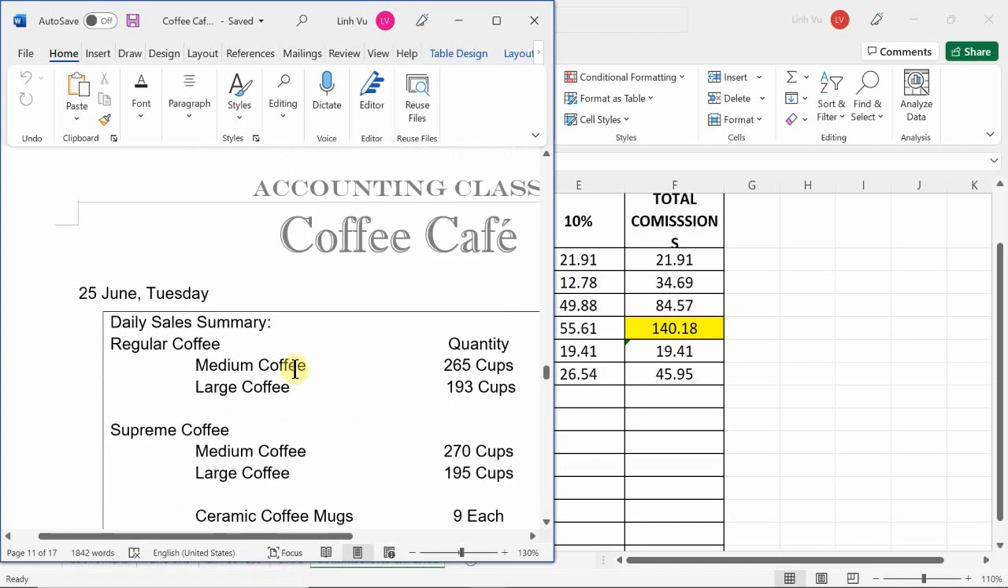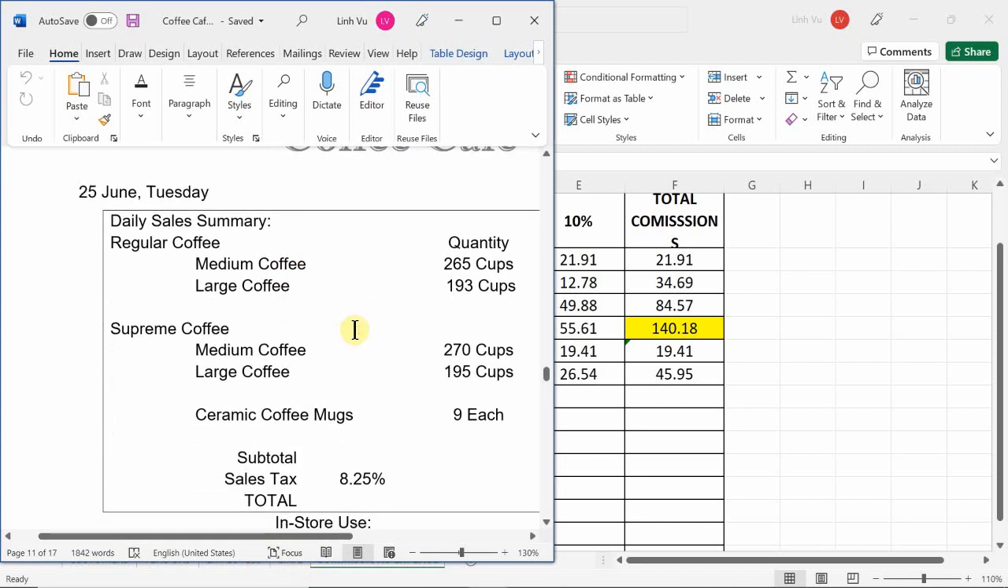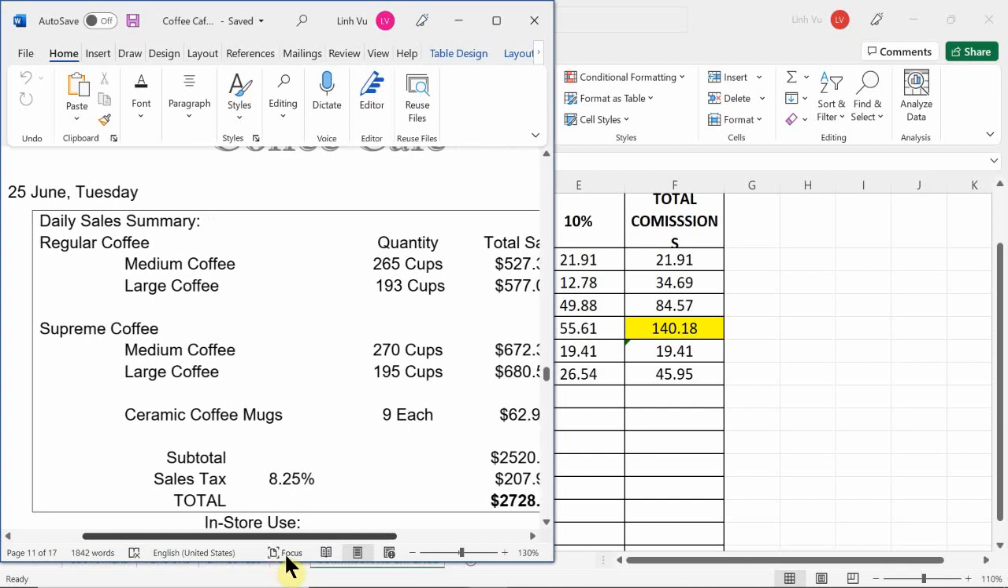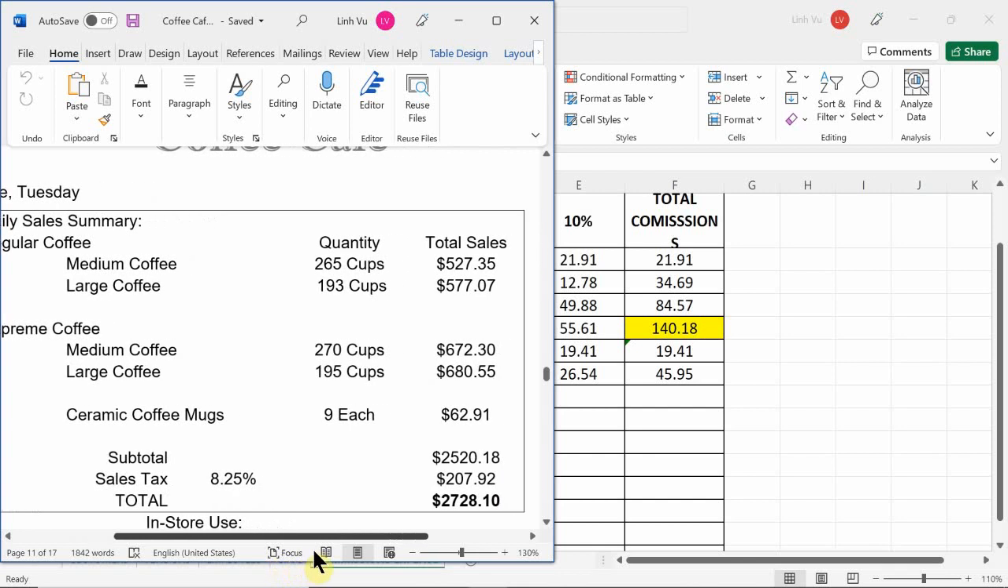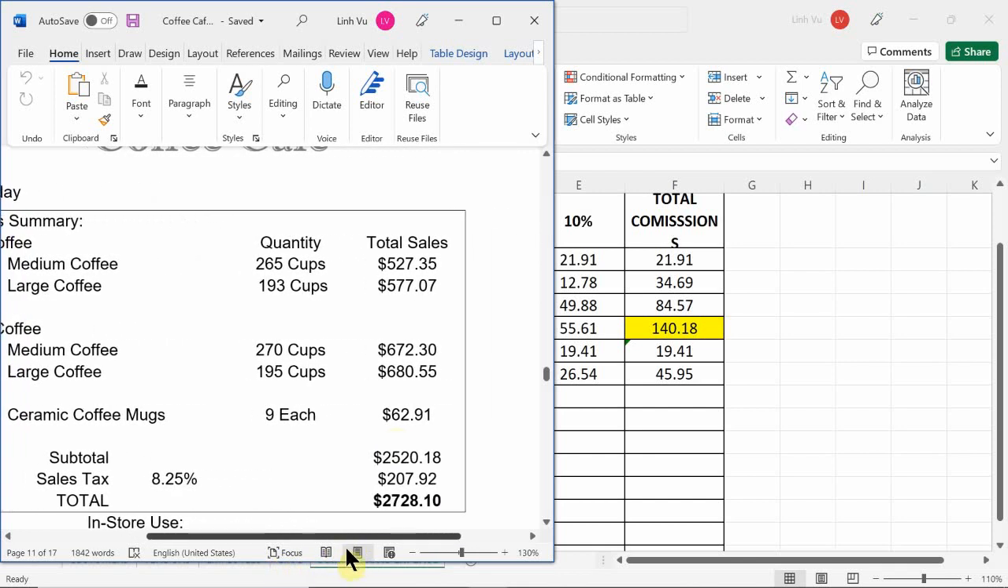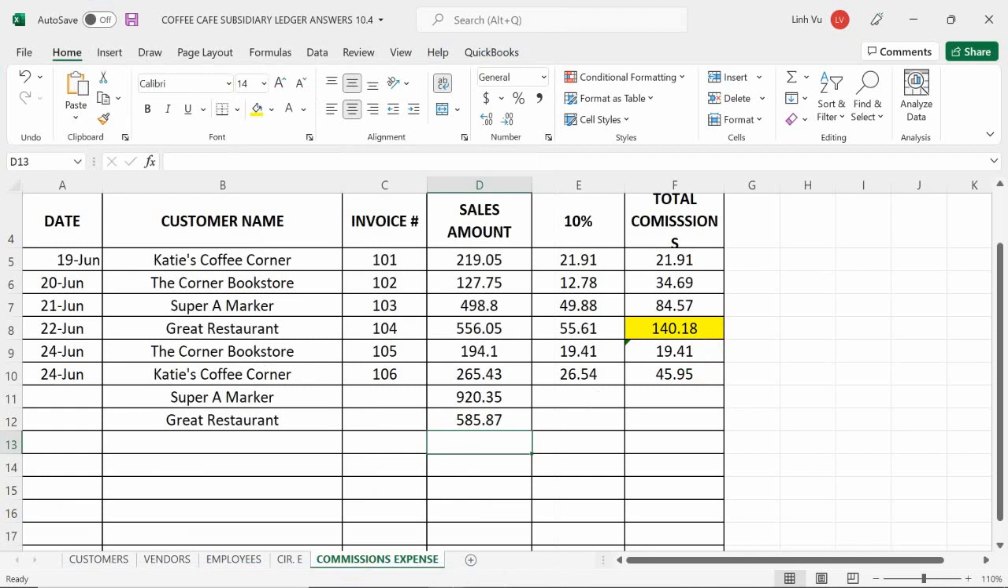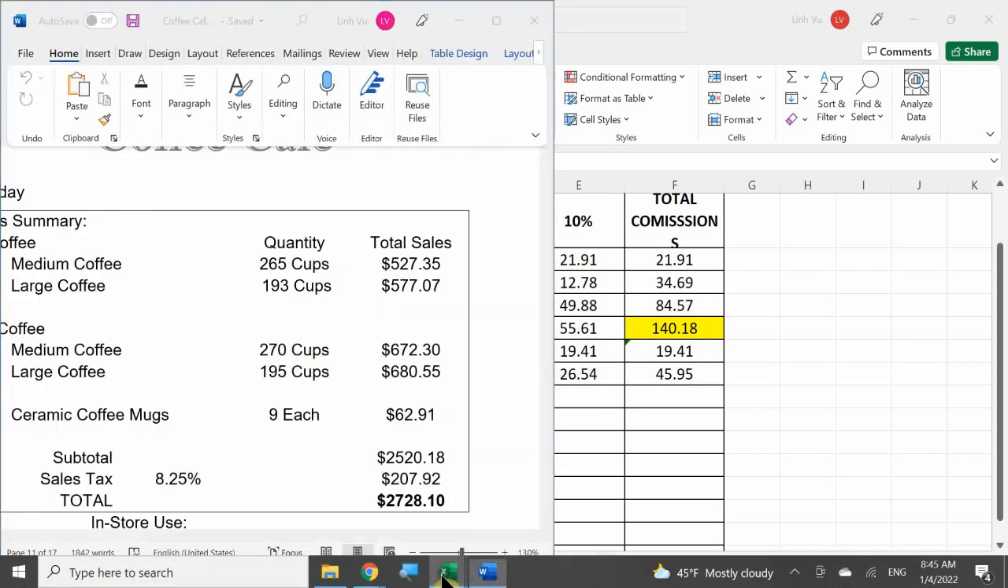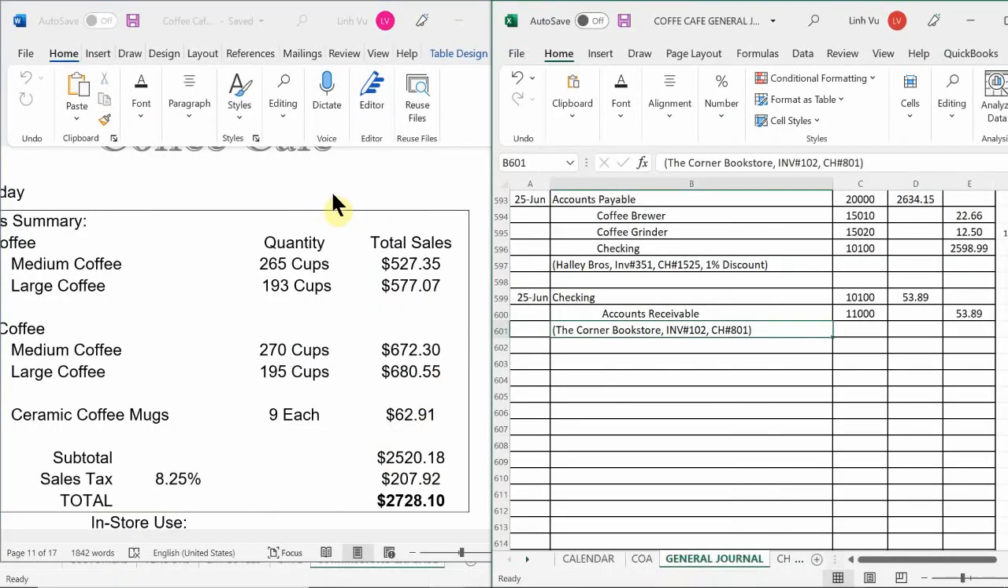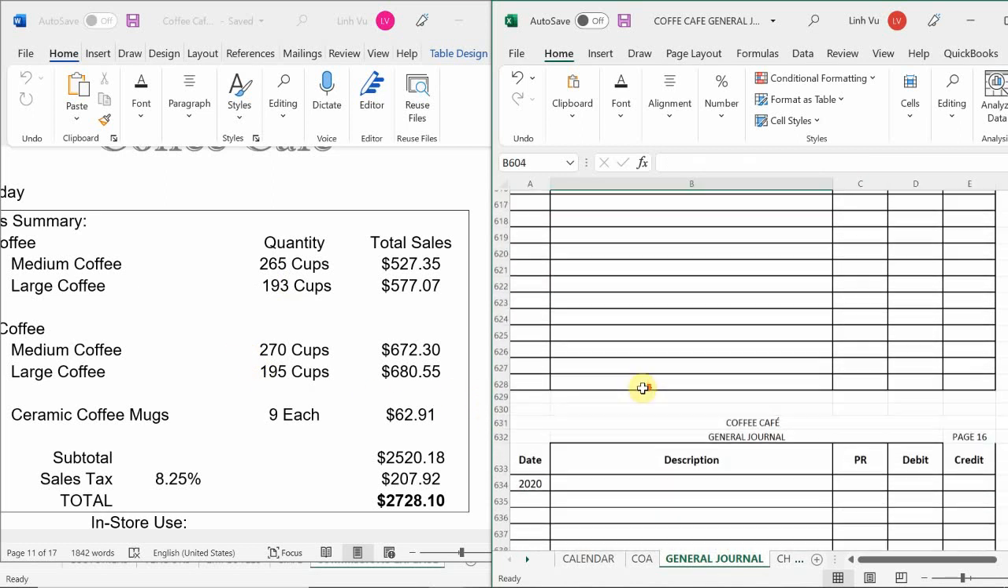So then on the 25th, we have some more daily sales. Okay, so we have some regular, medium, large, medium. So we need to journalize that.